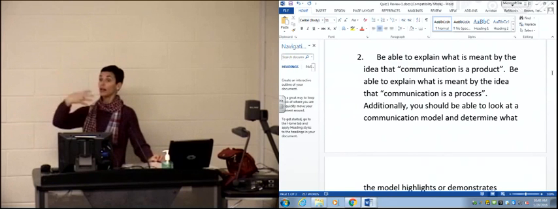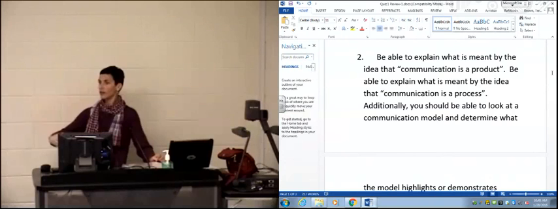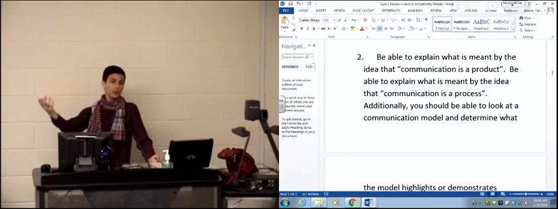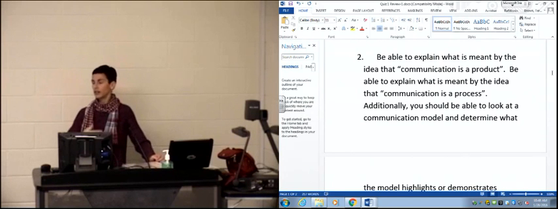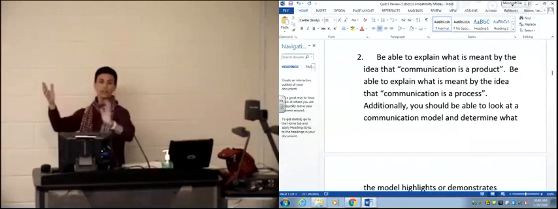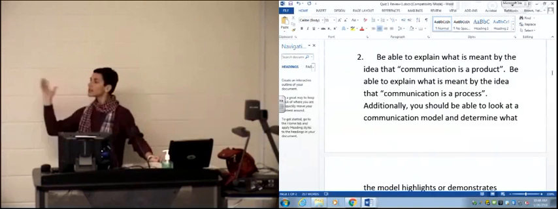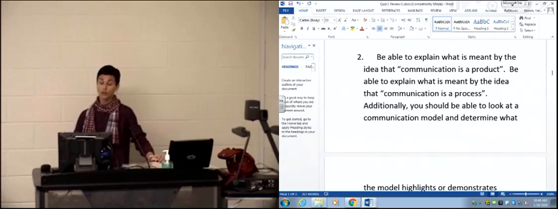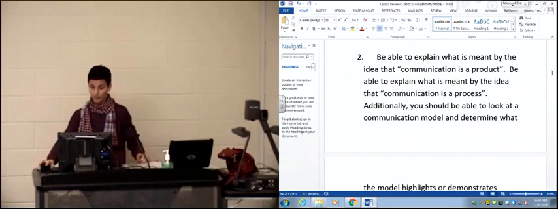And then communication as process was very much our other ones, where we had multiple senders and problems with the encoding and problems with decoding because we had an international soccer team and everybody didn't speak the same language. That's all communication as process, problems with the process or strengths within the process.